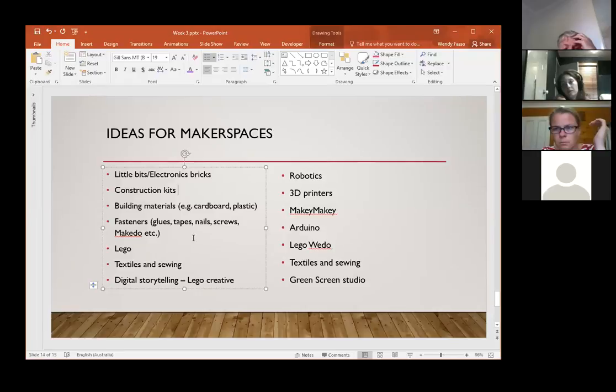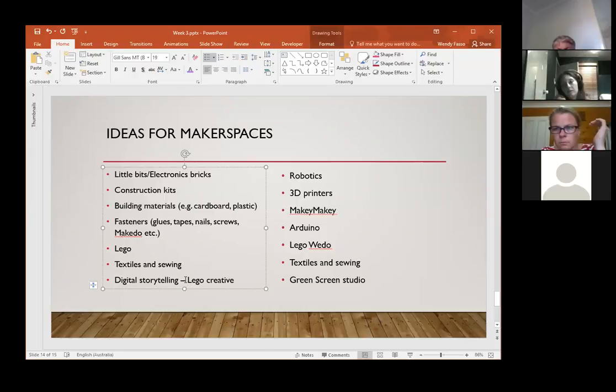There's nothing wrong with textiles and sewing in your classroom as well. That's using tools. Food and fibre production, looking at fibres, it fits in beautifully with fibre production, and weaving also. Also digital storytelling, and I don't know whether you're familiar with Lego Creative, but Lego Creative is actually a Lego kit, very expensive, but your school might buy it for you.